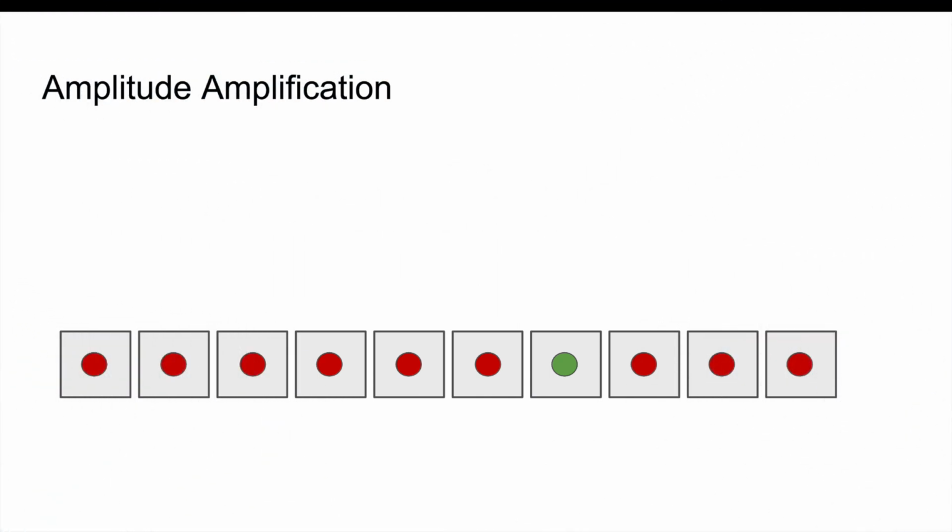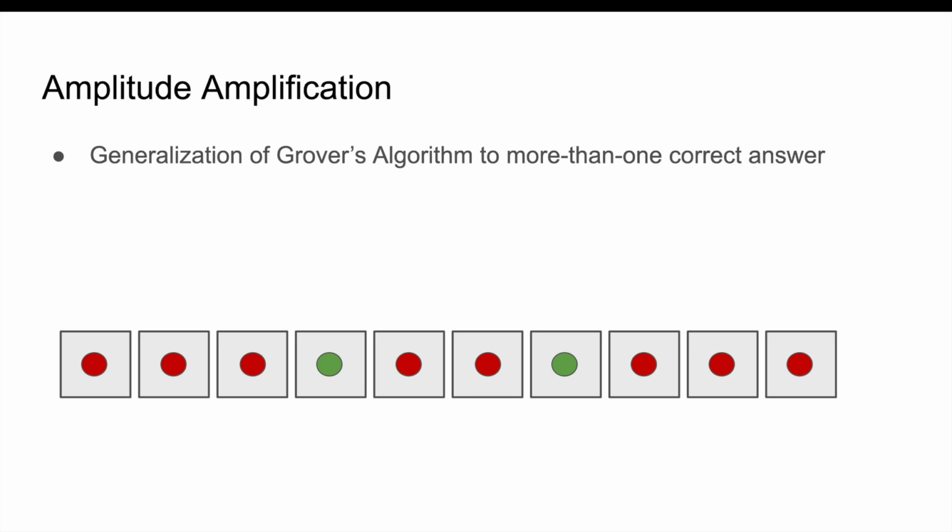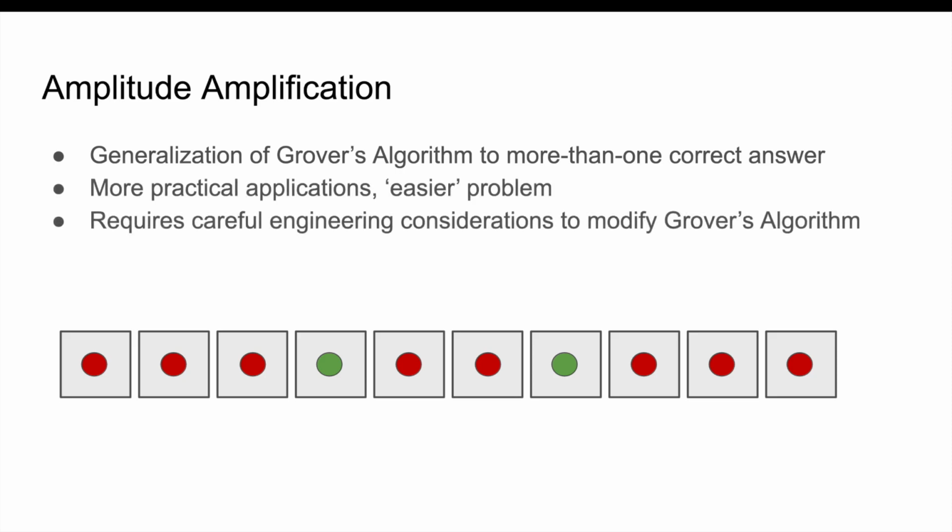On to amplitude amplification. The algorithm is a generalization for search problems in which we may have more than one correct answer. Search problems with multiple correct answers are more practical for real-life applications, and strictly speaking, they're slightly easier mathematically as partial matches or otherwise can be obtained in the space. However, this requires a more thorough and complex framework in order to implement the circuit involved.